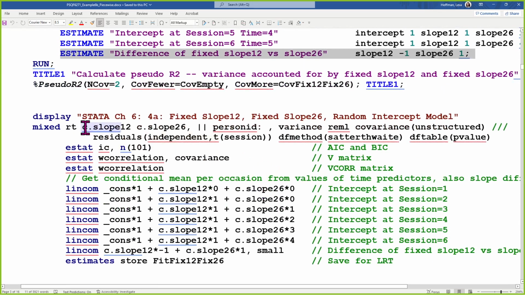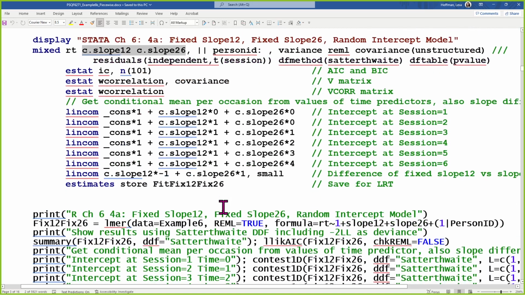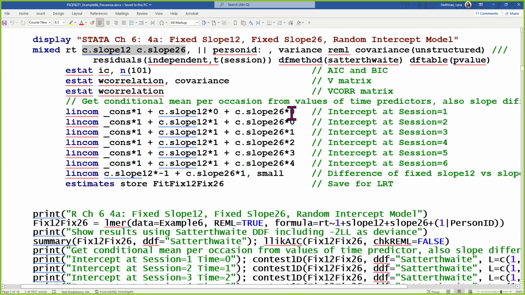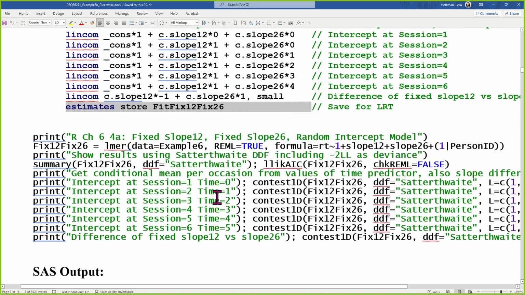Here's the Stata code. So c.slope 1, 2 and c.slope 2, 6 in the fixed effects. We have then lincoms, which is what I'm using to generate predicted outcomes for each session. I could do that with margins more succinctly, but this way is more transparent. And I'm also storing the results of this model so that I can do a likelihood ratio test against it in a few minutes. For our folks, we've got lmer today because right now we're using an R matrix that's diagonal.